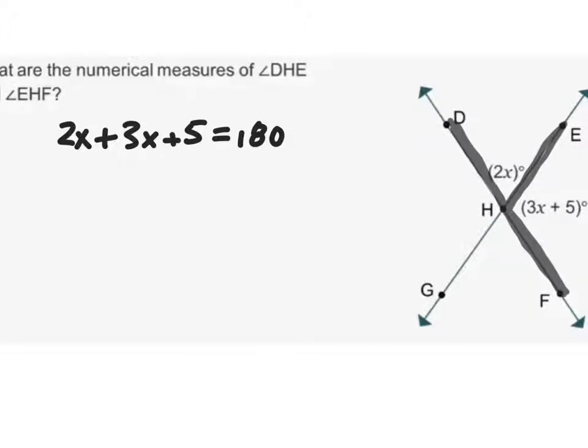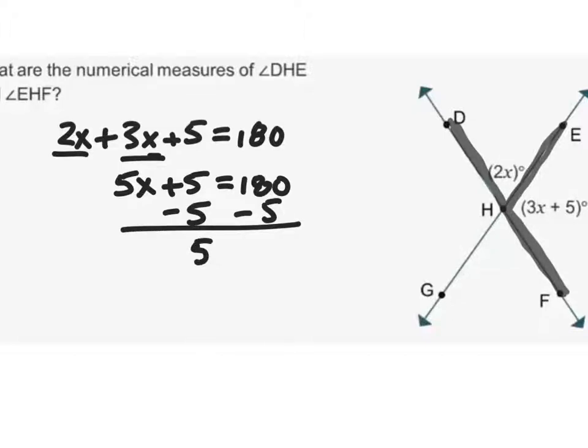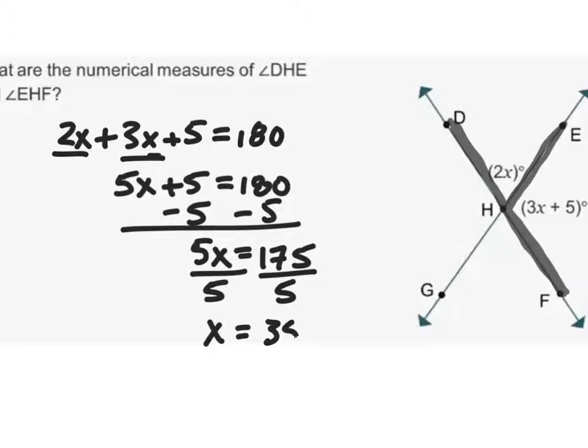Now I'm going to solve for x. I've got 2x and 3x that I'm going to combine because they both have x's. I get a total of 5x plus 5 is equal to 180. To solve for x, I subtract 5 from both sides, and I get that 5x is equal to 175. Then I divide both sides by 5, so x is going to equal 35. Now this is not the angle measure, this is just what x is. So x is equal to 35.